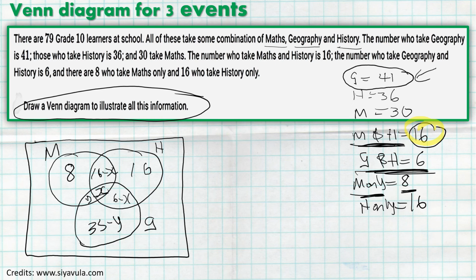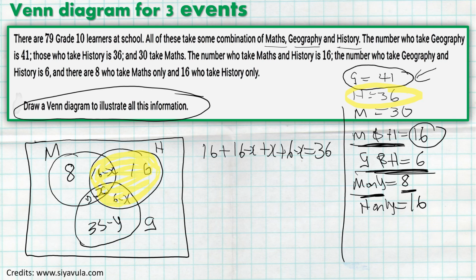So we can see that an event that is really preferable is what? History, because it all has its variable in terms of x, and we were given the total for history. It was 36, right? Meaning that you add everything in the history event and equate it to 36, because that's its total, and solve for x. So it's going to be 16 plus 16 minus x plus 6 minus x is equal to 36.